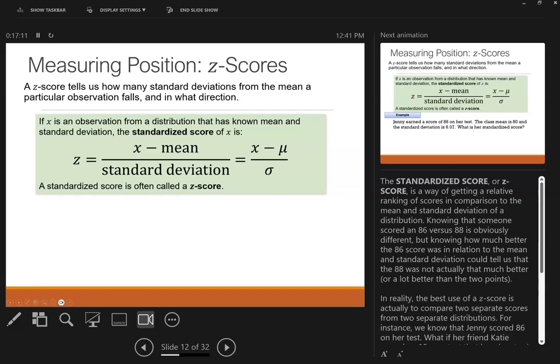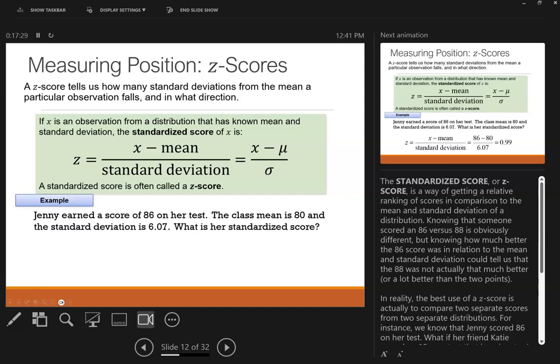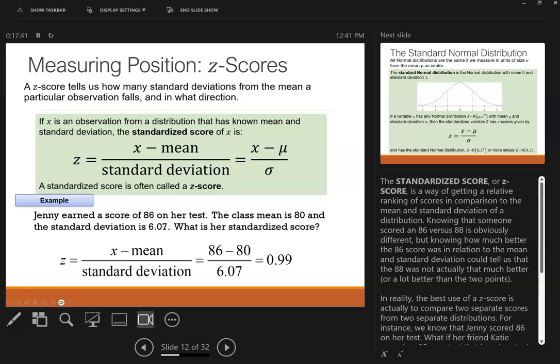Now, if we take a normal data set and we take every data point in our normal distribution and convert those measurements to z-scores, we're going to get something very special called a standard normal distribution. We'll talk about that in a second. So if we go back to our old friend Jenny here, the class average for her test was 80 and the standard deviation was 6 or 7. So if we take the z-score for her test, she would have gotten about a 1. What that translates to is she scored about 1 standard deviation better than average.